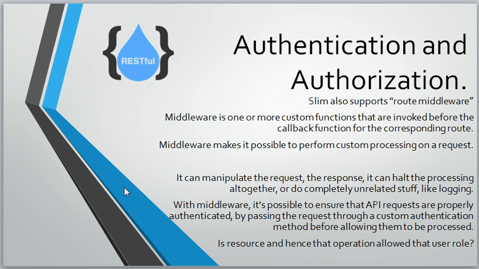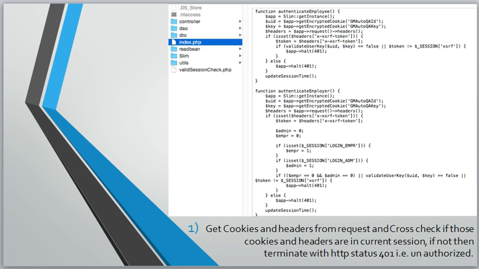Let's see how we have used the authenticate employee or employer middleware in the code. 1. Retrieve an instance of the Slim app. 2. Get encrypted cookies from the request. 3. Get the headers from the request. 4. Then it checks if a header token with any given name is present. Here it is whether the xsrf token is present in the header or not. 5. And if present, then it is compared with the values in the session.